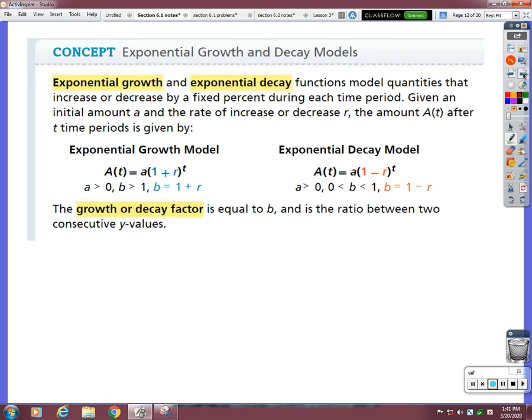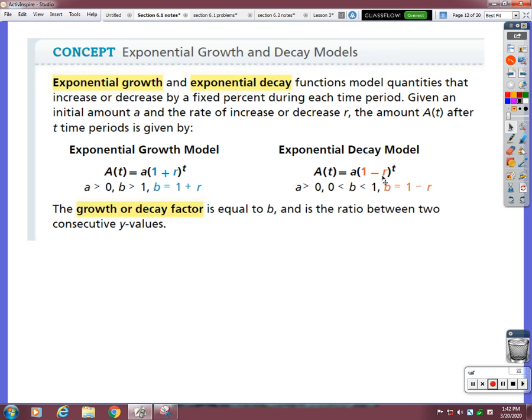We can have two different kinds of exponential functions. One is called exponential growth. That is when the value of the object, or the size of the object or whatever, is increasing. So that's when we're multiplying by a number larger than 1. Or we can have exponential decay, which is when things are decreasing.